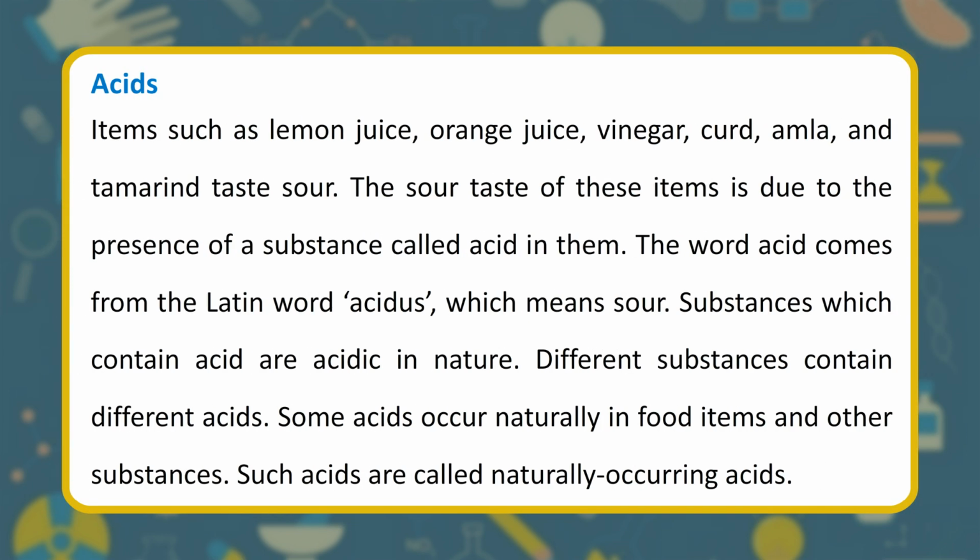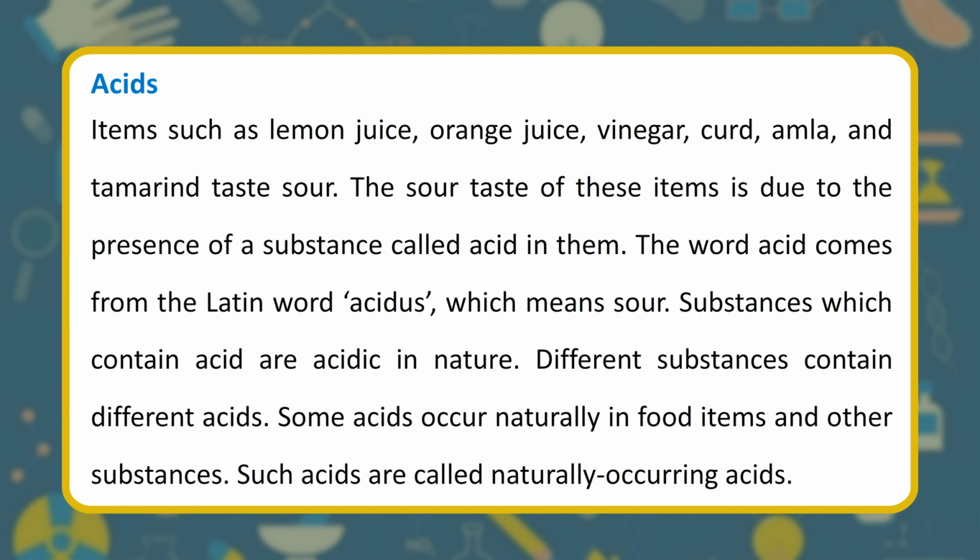Acids. Items such as lemon juice, orange juice, vinegar, curd, amla, and tamarind taste sour. The sour taste of these items is due to the presence of a substance called acid in them. The word acid comes from the Latin word acidus, which means sour. Substances which contain acid are acidic in nature.